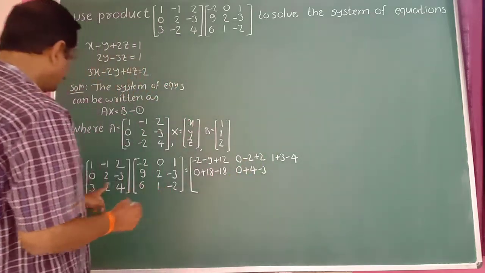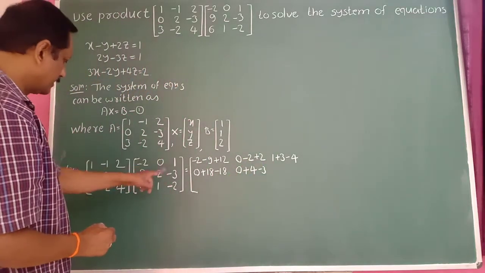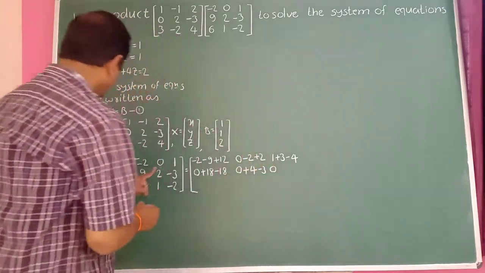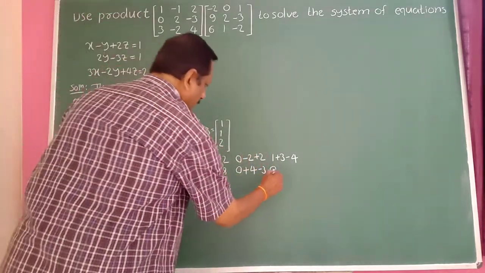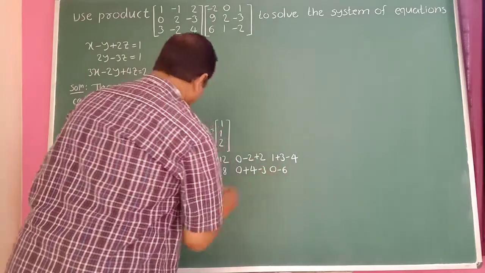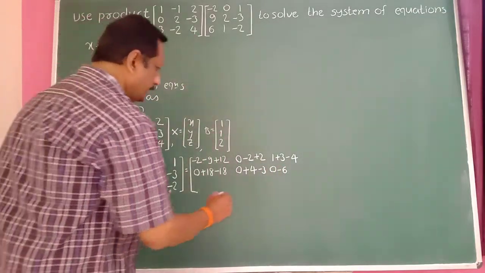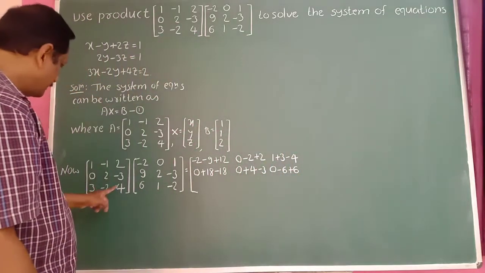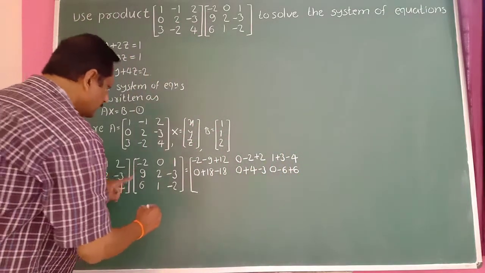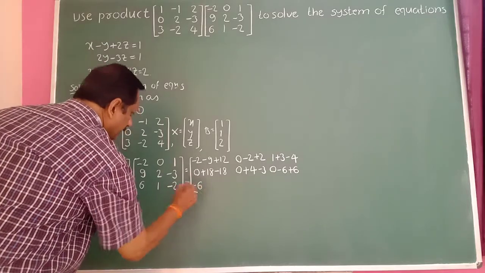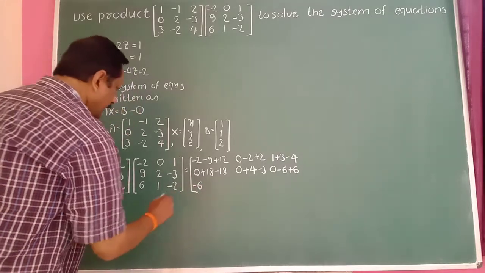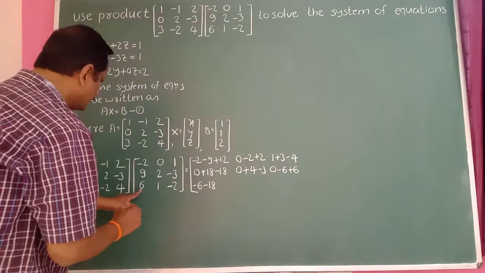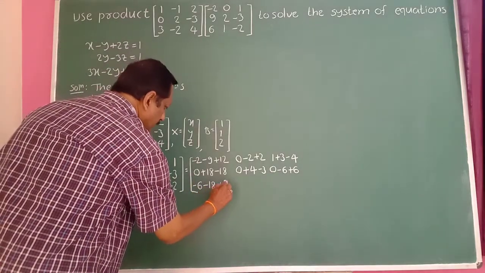Minus 3. Multiply with this column here. 0 into 1 becomes a 0. 2 threes are 6, minus of 6. 3 twos are 6 here, plus 6. Then multiply this with the column. 3 twos are 6 here, minus 6. 9 twos are 18, minus of 18. 6 fours are 24, plus 24 here.